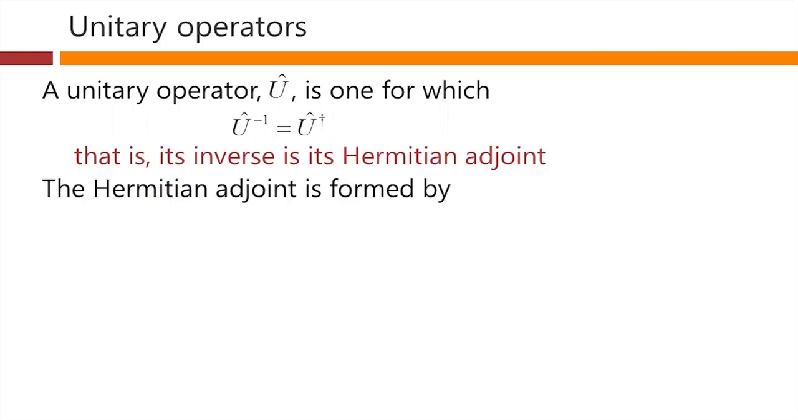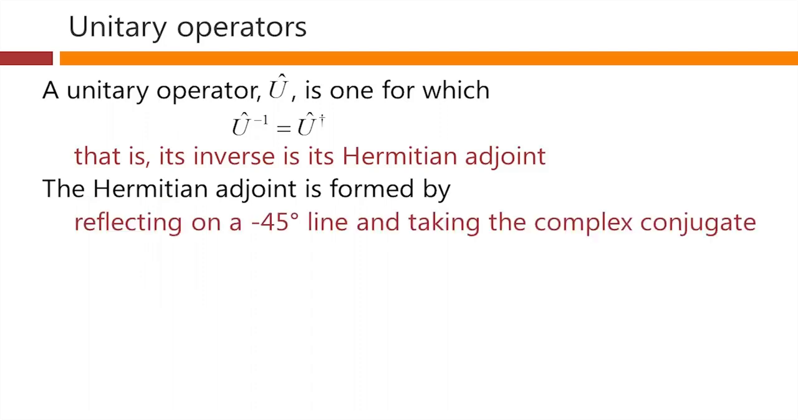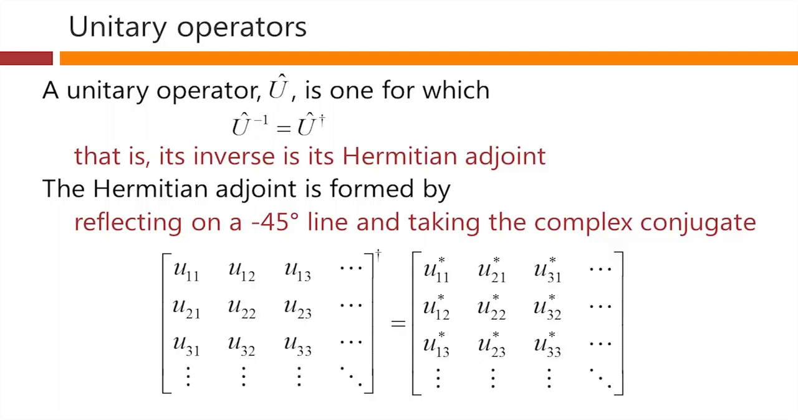The Hermitian adjoint of a matrix is formed the same way as we did with a vector. We reflect on a minus 45-degree line, that's a line like this, and take the complex conjugate. So if this was our original matrix here, and we take the Hermitian adjoint, note the little dagger here, then what we've done is reflected about this diagonal line here, in this case the diagonal of the matrix, and taken the complex conjugates. So what was u21 down here becomes u21 star, the complex conjugate over here, and so on.